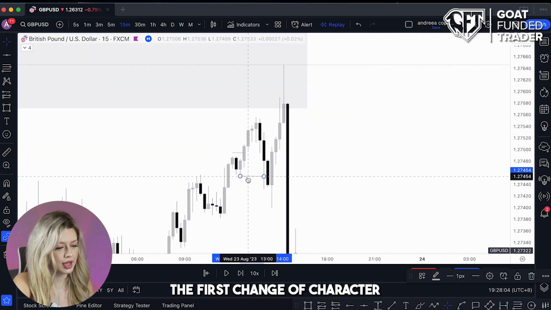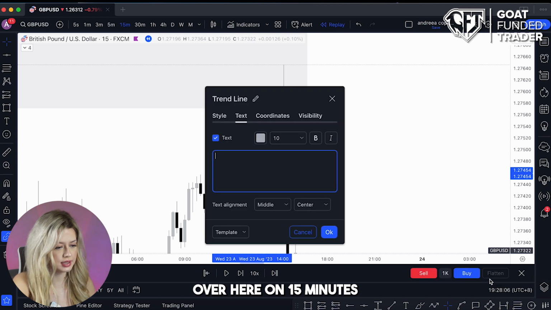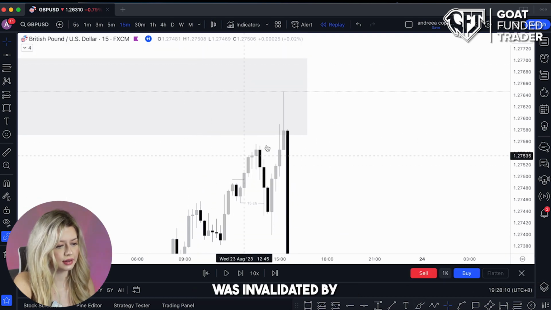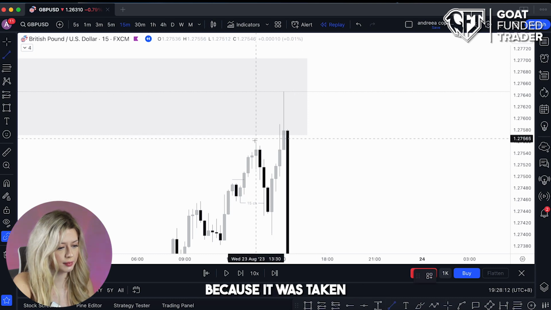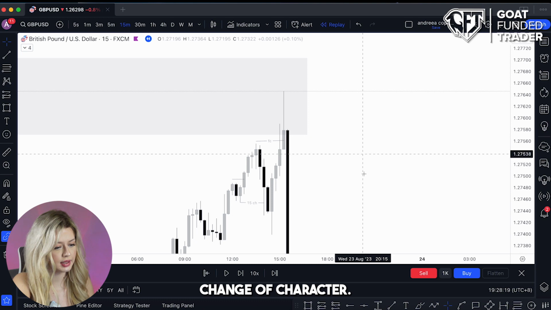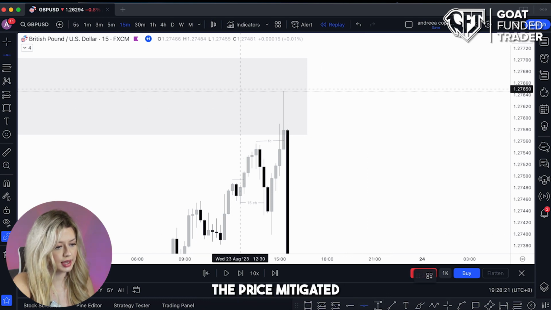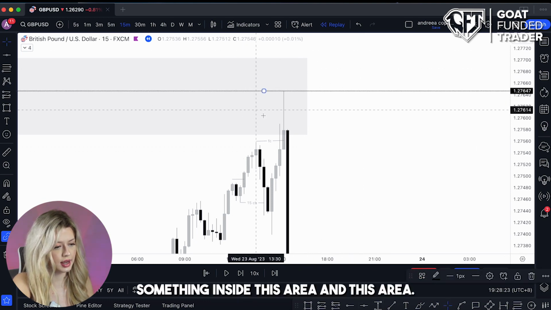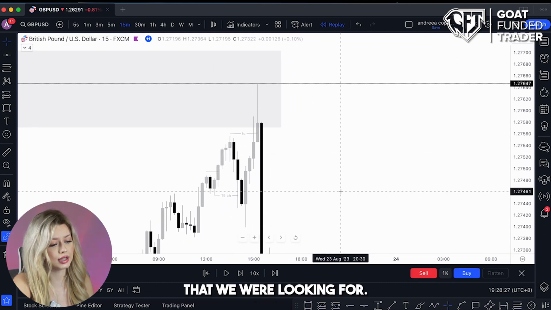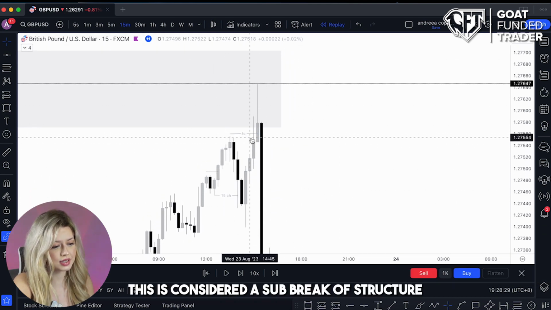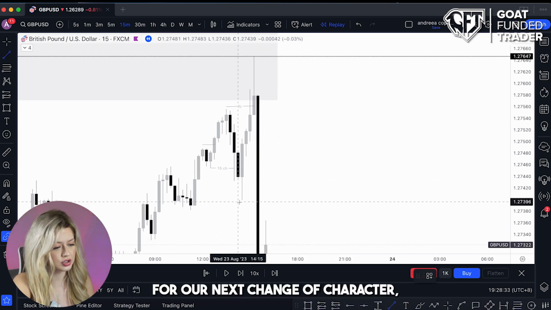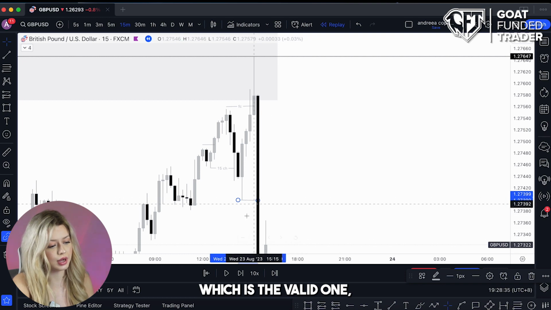The first change of character over here on 15 minutes was invalidated by this huge move over here. This high was taken. I consider this a false change of character. The price mitigated something inside this huge area, and then it gave us the bearish reaction that we were looking for. This is considered a sub-break of structure for our next change of character, which is the valid one, which is this one.